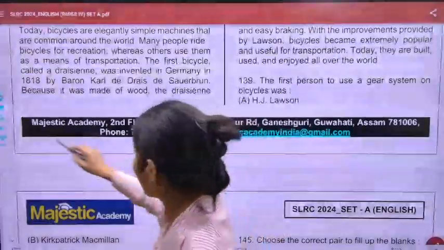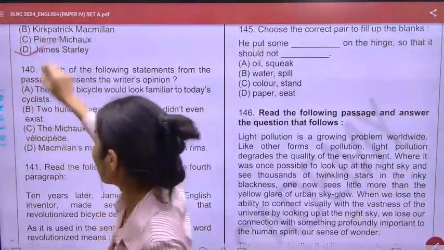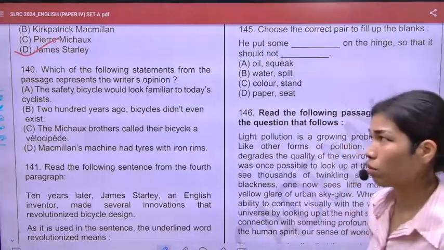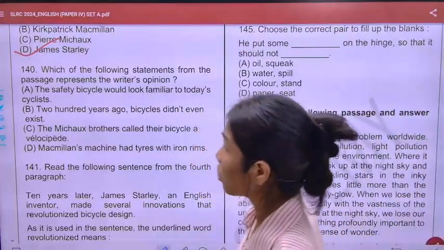Option D should be your answer, James Starley. The answer is given directly in the passage. Let's read the next question.